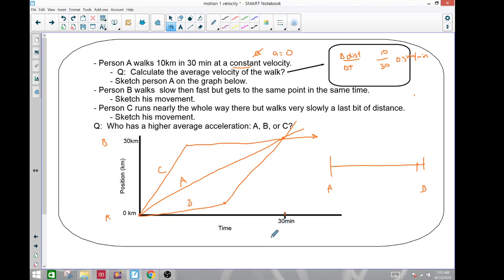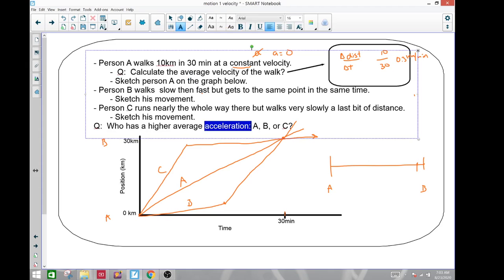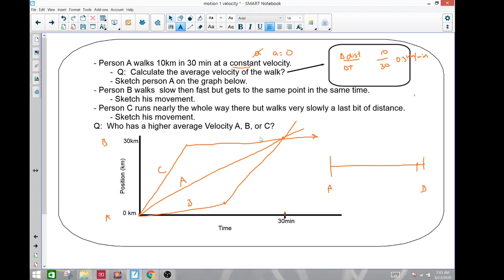Okay, here's the next question. Who has the higher average velocity? Take a moment and think about that for a second. All right. A, B, or C? Okay. A, B, or C? Who has the higher average velocity?